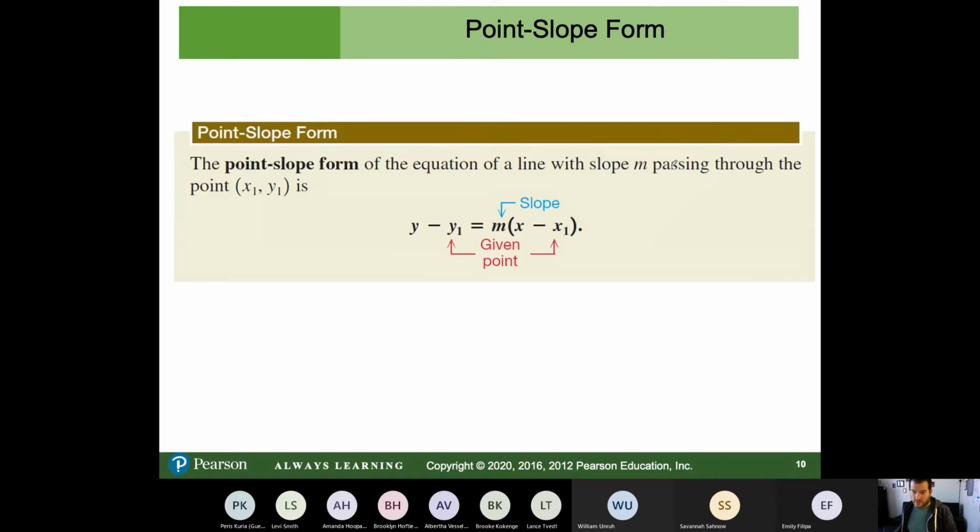Now let's go to point-slope form. So I'll give you just a second to set this one up, and then I'll explain what's going on with it.